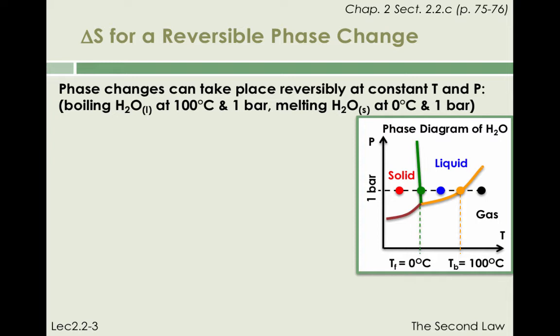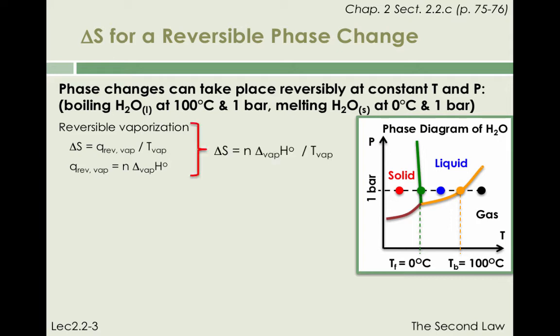Since vaporization occurs reversibly at constant temperature, we can write delta S equals Q reversible divided by T vaporization. Since vaporization occurs at constant pressure, the reversible heat of vaporization, Q vaporization, is equal to the change in enthalpy for the vaporization process. We saw in chapter 1 that this quantity was equal to the product of the number of moles N by delta vaporization H standard, the standard vaporization enthalpy change.